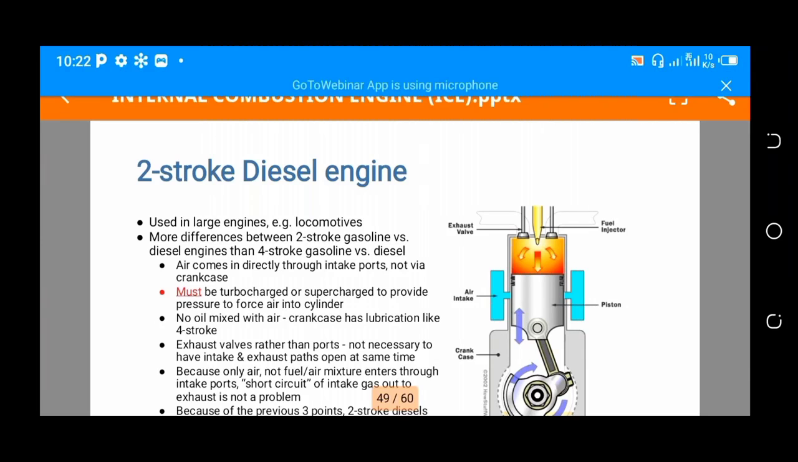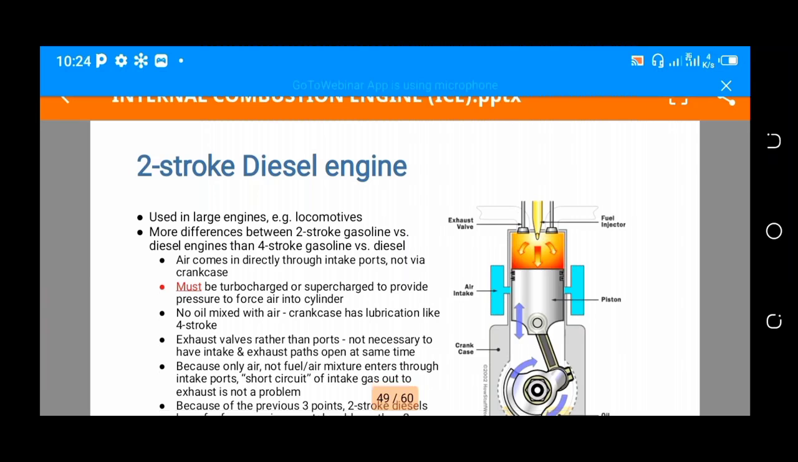Then the two-stroke engines are light in weight because they have very few moving parts. You should also know that because of the many moving parts in the four-stroke engines, they are more expensive, but the two-stroke is less expensive because of fewer parts. Then, because the four-stroke engine makes use of so many parts, it produces more pollution as compared to the two-stroke engine.